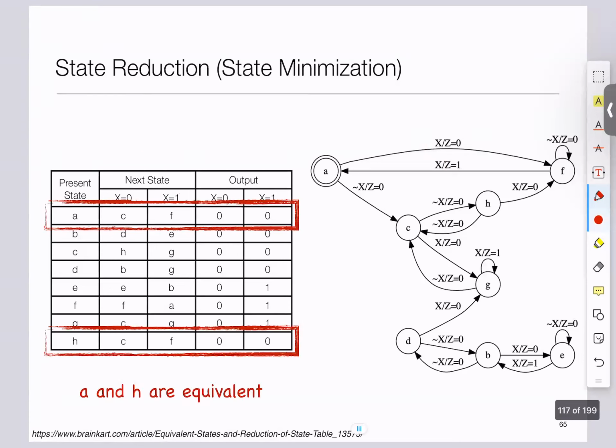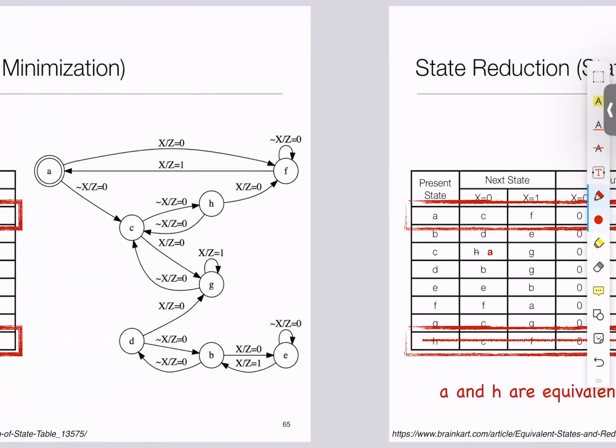So if you look at state A and state H, you see that those two rows are identical, right? A and H under both x equal to 0 and x equal to 1 behave the same way. They have the same next states, C and F, and they have the same output 0 and 0. So these two states clearly are equivalent, right? They go to the same next state under the same next condition, and they output the same thing. So A and H are equivalent by any reasonable definition of equivalent. So we can get rid of those.